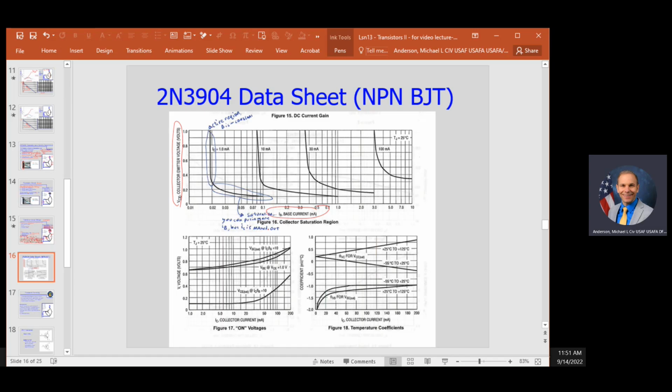In this case, this is where the transistor is saturated, because as you see, as you increase more base current, you're not going to get that much more collector current. And you also see this is the region where VCE is the smallest. So that's what we want. That's the region where the transistor is most efficient.